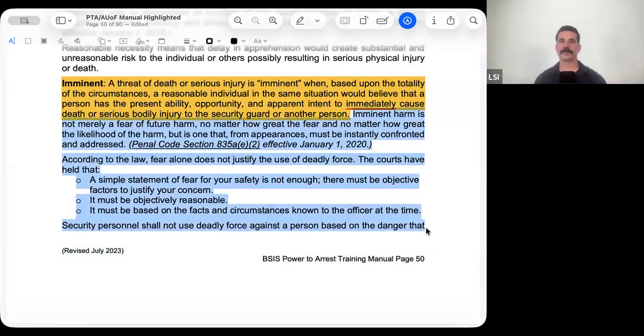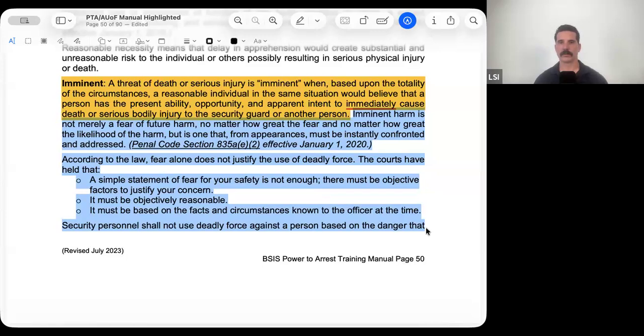Imminent harm is not merely a fear of future harm, no matter how great the fear and no matter how great the likelihood of the harm, but is one that, from appearances, must be instantly confronted and addressed. Penal Code Section 835a, effective January 1st, 2020. According to the law, fear alone does not justify the use of deadly force.